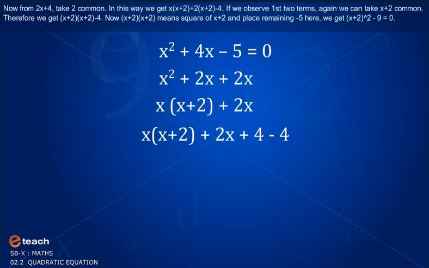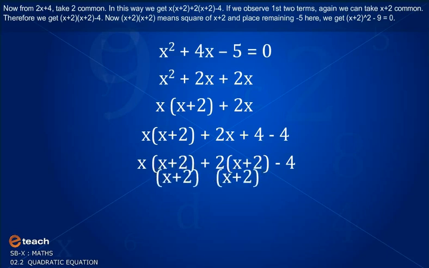Now, from 2x plus 4, take 2 common. In this way, we get x into bracket x plus 2 plus 2 into another bracket x plus 2 minus 4. If we observe the first two terms, again we can take x plus 2 common. Therefore, we get x plus 2 into another bracket x plus 2 minus 4.